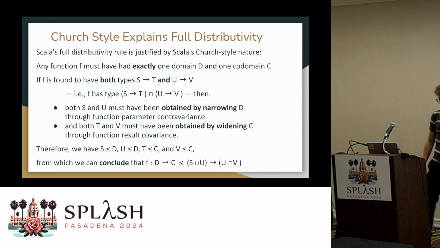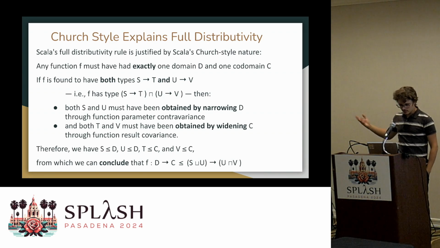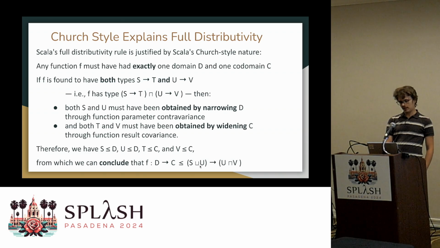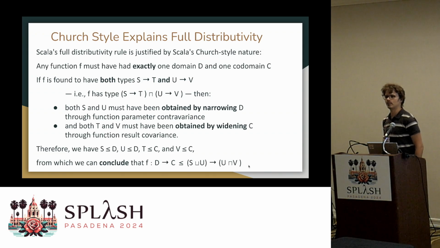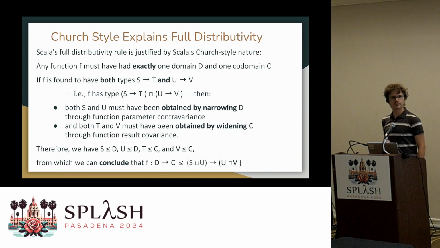There's only one true codomain for the function, but it may have been widened into these other T and B types. And so we must have the following subtyping relations, which allow us to justify the rule that says that this function f, which has type D to C by assumption, also has type union of S and U to intersection of T and B. Do you see where I'm going with this? So I think that's the reason why full distributivity is fine in Scala, and not in a language like TypeScript, where it's wildly unsound.